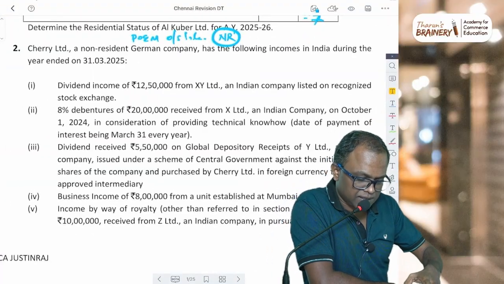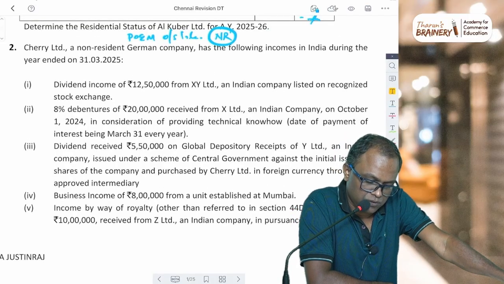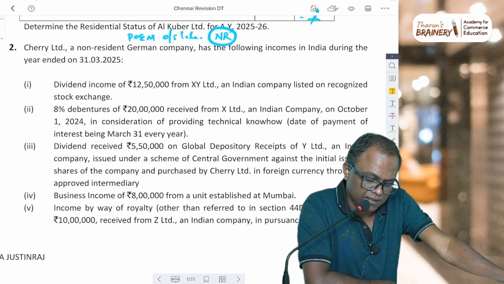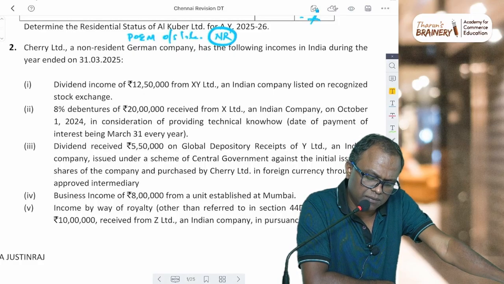And then they are saying business income of 8 lakh from a unit established at Mumbai. So Mumbai is in India. Directly they are carrying out business in India. It is absolutely an Indian income. It will be taxable at a normal rate.